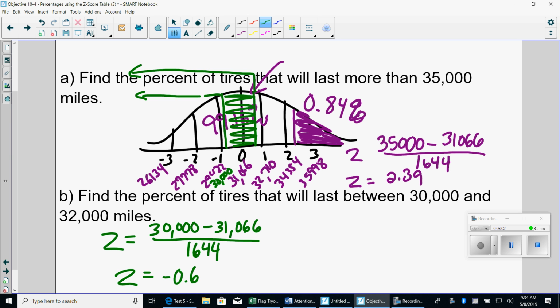So it goes 648. Yeah, so 6, 5. So does the 8 make the 4 go up? Yes, so it'd be 6, 5. Okay, so go to your z-table, go down to negative 0.6, and go over to the 5. And give me the percentage. What percentage would it be?